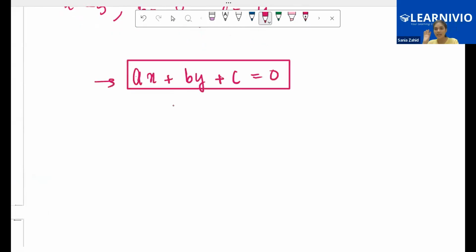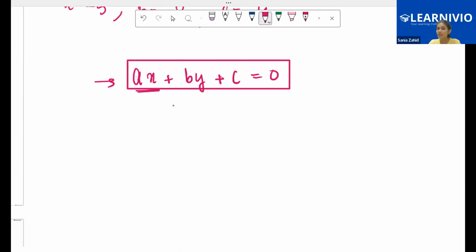Now, what is A over here? How many terms do I have first? How many terms are there in this equation? Three. Okay, I have 3 terms. I have Ax, I have By, and I have C. So now what is this Ax? Ax is my first term.